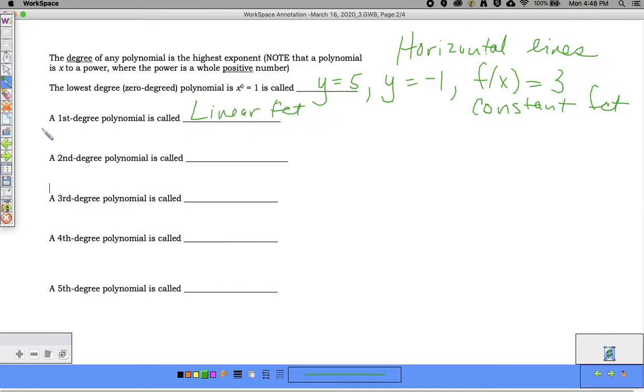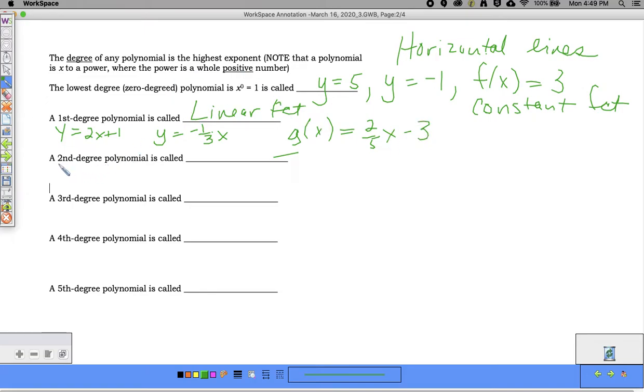And an example of a linear function would be y is equal to 2x plus 1, because it's x to the first power, y equals -1/3 x. G of x is equal to 2/5 x minus 3. Those are all linear functions.